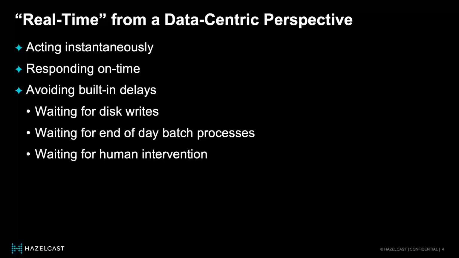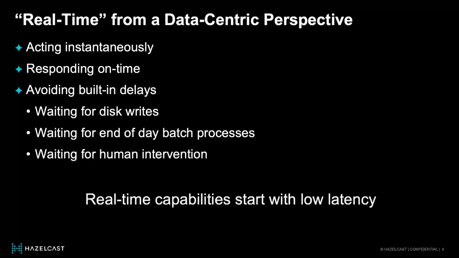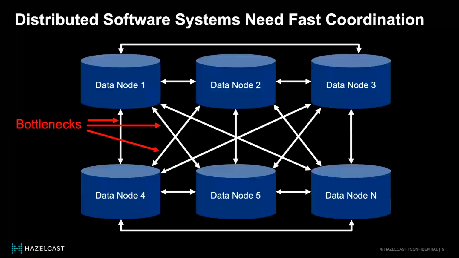So the system on the computer's behalf might be pretty quick, but if you have to rely on a human to make a decision, then you're necessarily at a disadvantage there. And so I do want to state, though, that real-time capabilities start with low latency. So if you have a system that removes all those bottlenecks so that the system can respond instantaneously, then you do have a head start in being able to deliver that real-time responsiveness that everybody's looking for today.